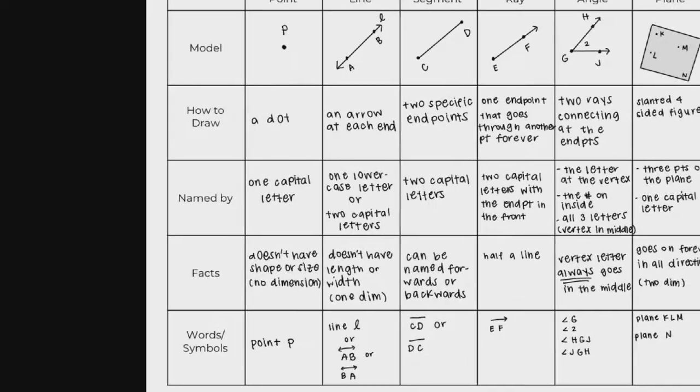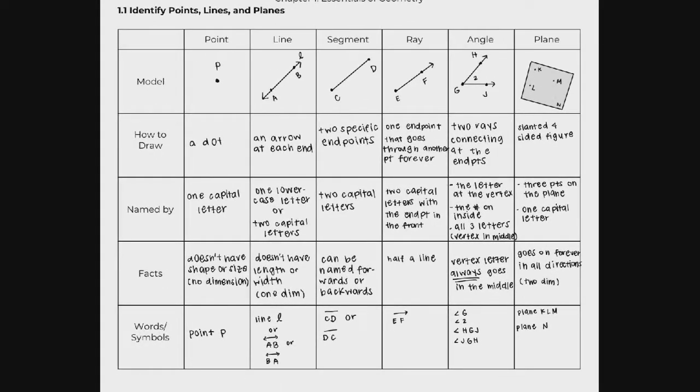So the first one is a point. It'll be represented by a dot and a capital letter. And when you name it, you'll just call it by the capital letter. So for this example here, we have the letter P next to it, so this is called point P.